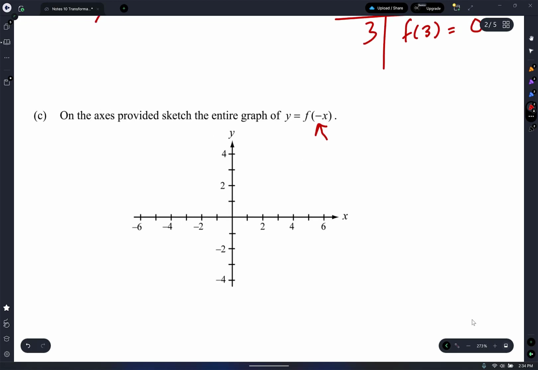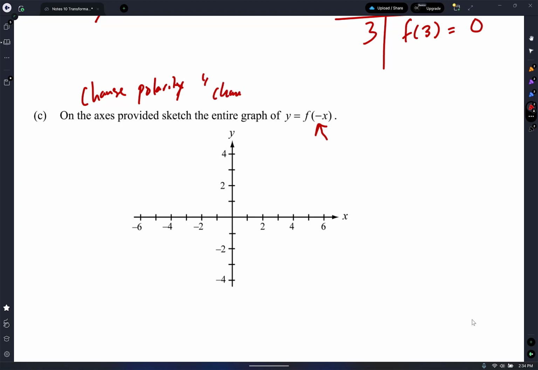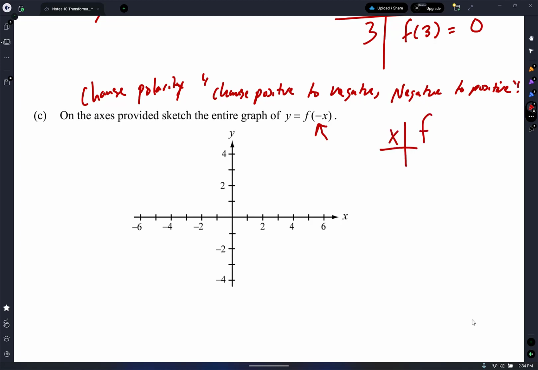So I'm going to write here what that means real quick. Change polarity. Have you guys heard about the poles? North turns to south, south turns to north. So change polarity means change positive to negative, comma, negative to positive. Sorry for my bad handwriting. All right, here we go. X, f of negative x. Negative 3, negative 2, negative 1, 0, 1, 2, 3.